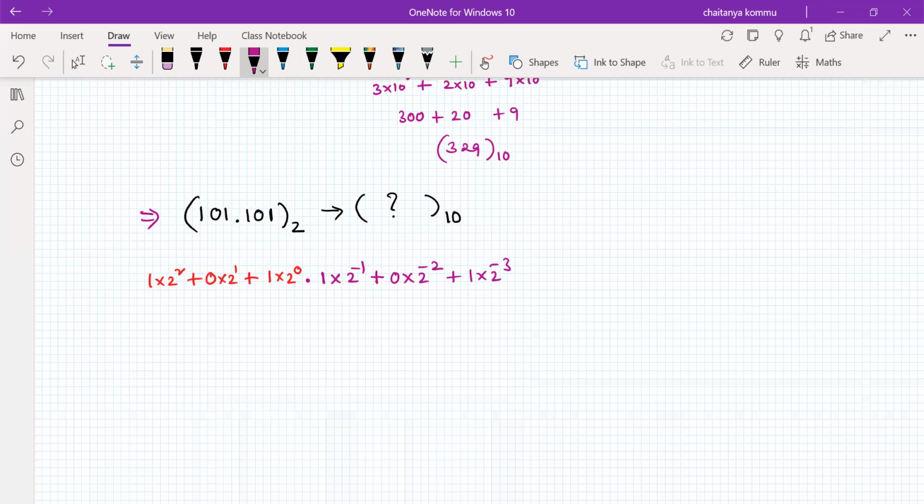Can you find out what this value is? The left-hand side is 1 plus 0 plus 4, which is 5. The fractional part: this value is 1 by 2, right? 1 by 2 plus 0 plus 1 by 8. So can anybody guess what this value is? The first one is actually 0.5, plus 0, plus 1 by 8. What is 1 by 8?